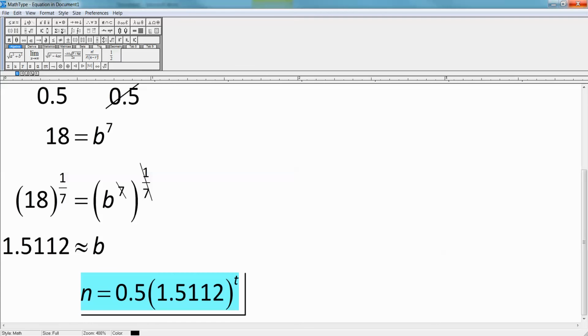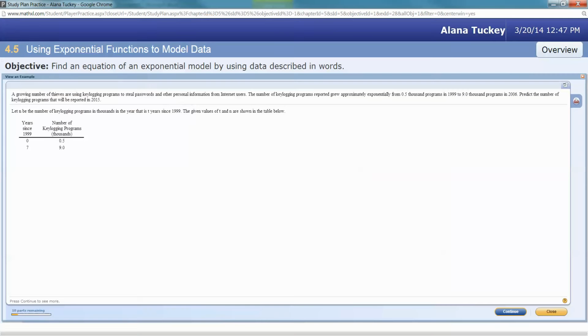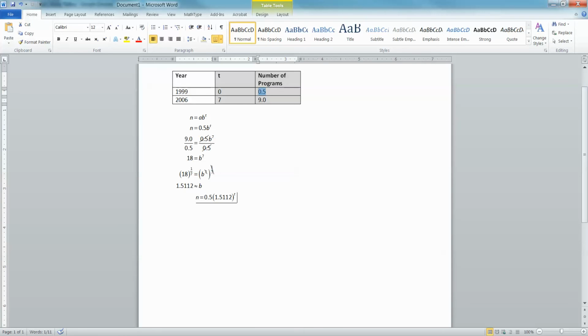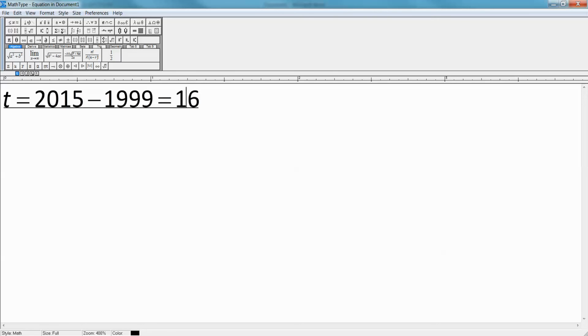All right, so we still have yet to actually do what they asked, which is to predict the number of key logging programs that will be reported in 2015. Okay, so that's quite a bit going on. First thing I have to do is find what year that is. So 2015, take away 1999 as my starter year, is 16. So this is my t value here. So I'm going to take t equals 16. I'm going to plug it into the equation.